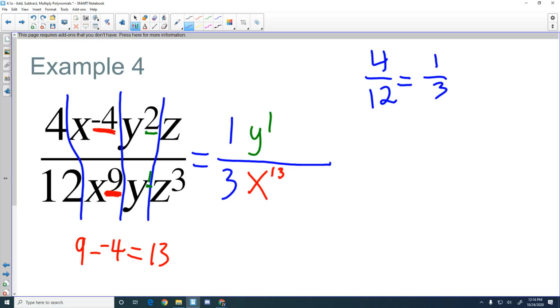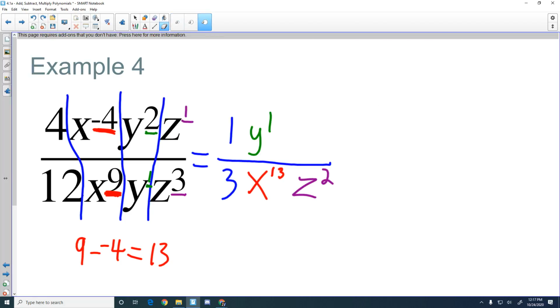Last, I'm comparing the z's. Z to the first compared to z to the third. Where are there more z's, top or bottom? Well, there are more z's on the bottom because 3 is bigger than 1. How many more z's are on the bottom? Well, that would be 2 because you're comparing a 3 to a 1, and 3 is 2 more than 1.